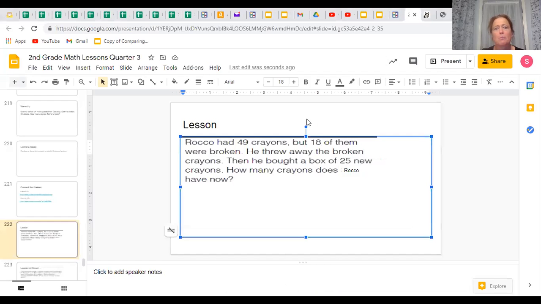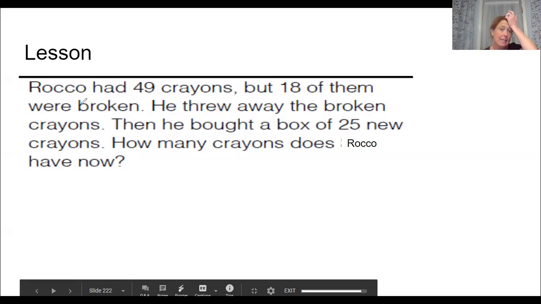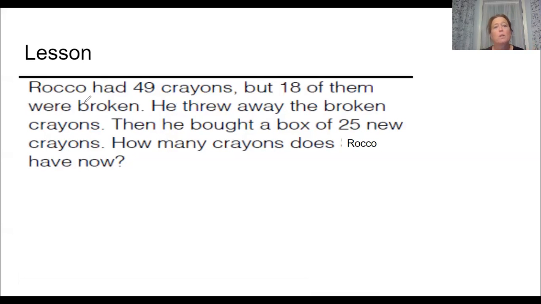All right, so today we will be reviewing two-step word problems. This is something we've done already this quarter, but we do want to go back and review. All right, so our problem today says, Rocco had 49 crayons, but 18 of them were broken. He threw away the broken crayons. Then he bought a box of 25 new crayons. How many crayons does Rocco have now?